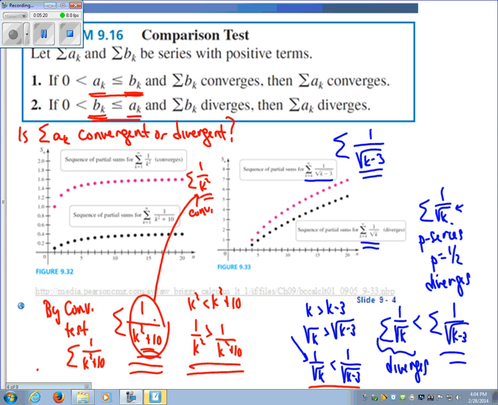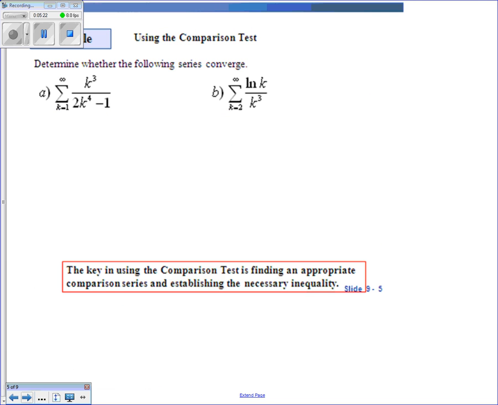So let's look at some problems. I want to see if these converge or not. They're more complicated, so I want to see if I can compare them to something I'm more familiar with. To compare this one, I said I wanted to use it only when the numerators were constants, and these aren't constant numerators. Well, let's try to build this up.